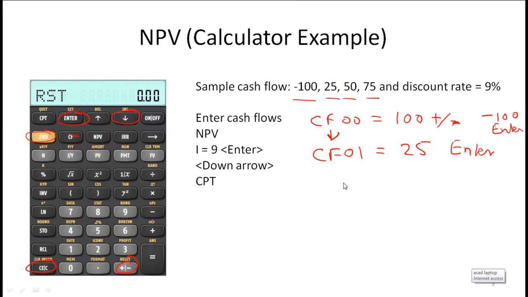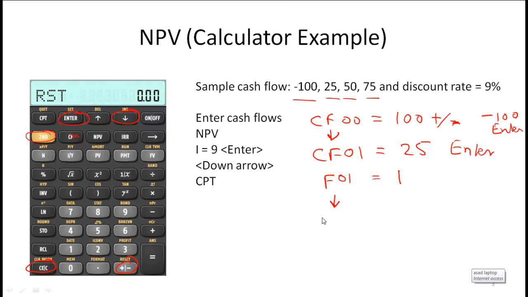Then you click the down arrow and the next entry would be cash flow 01, which you specify as 25. So you put in 25 and then hit enter. And you keep going. After cash flow 01, you will notice a frequency 01. This will be set as default to 1, which is simply saying that the cash flow of 25 happens once, so you just accept that and press down arrow.